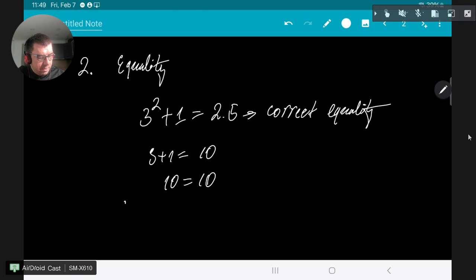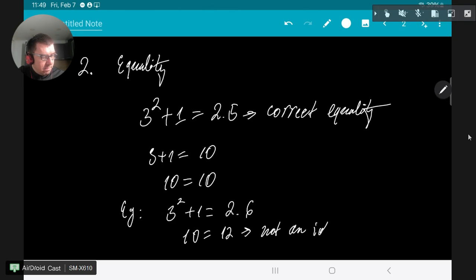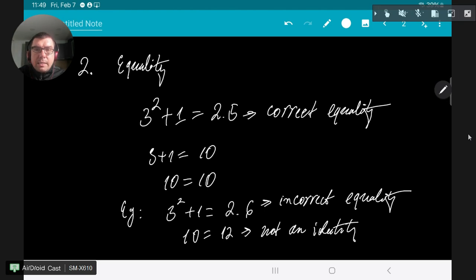For example, if I write 3 to the power of 2 plus 1 equals 2 times 6, okay? I get 10 equals 12, which is not an identity. And therefore, I can call this an incorrect equality. All right, makes sense? So if the left and the right side are equal, if my equality is reducible to an identity, then it is correct. If it is not reducible to an identity, then my equality is incorrect. I hope this makes sense.